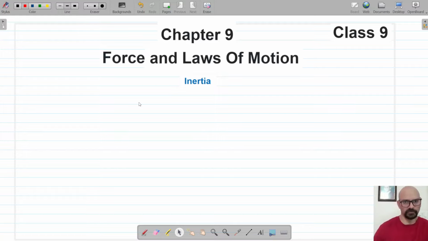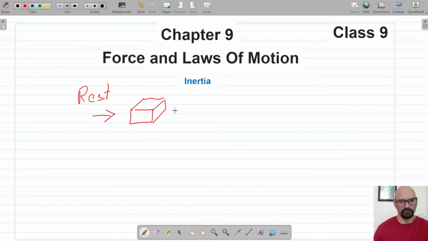So what is inertia? Before that, let's say we have this object which is at rest. Now, this object will continue to be at rest unless and until some external force is applied on it. So if we push this object, it will try to move in the direction in which the force is applied.